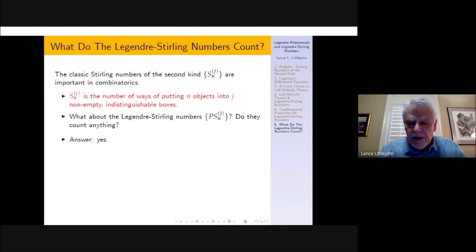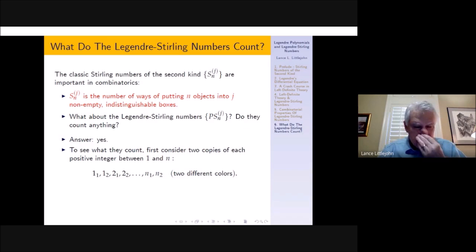This was a project that I worked on with George Andrews for a couple of years. And I've got to be honest with you, George kind of took the helm here. He's so good at combinatorics, and I think he figured this problem out in less than a year. To see what they count, we're going to consider two copies of each positive number between 1 and n. So I'm going to have a 1 sub 1 and a 1 sub 2 and so on. Think of these as having different colors. If the number is subscripted by 1, we can think of that as being red, and if it is subscripted by 2, we can think of that as being blue.